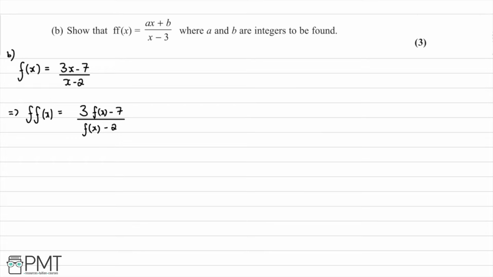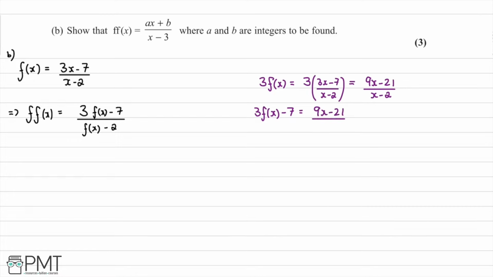So what we can do, 3 lots of f of x, and we know that that is going to be 3 lots of 3x minus 7, and we divide that by x minus 2. So that is going to be equal to 9x minus 21, and we divide that by x minus 2. And then 3f of x minus 7 is going to be equal to 9x minus 21, and we divide that by x minus 2, and we take away 7, and that's 7 over 1.